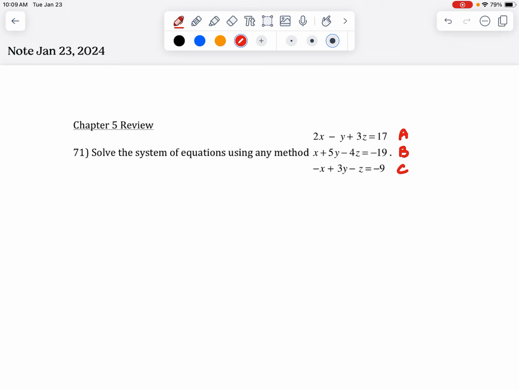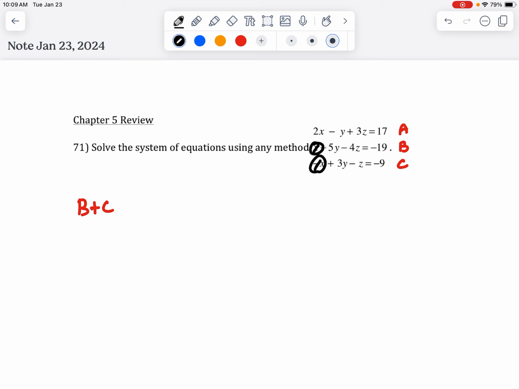So what I was saying is if you add equations B and C, then this x and this negative x are going to cancel each other out. Those will be gone. And then when you add the y values, 5 and 3 makes 8y, and negative 4z and negative 1z makes negative 5z. And on the right side, a negative 19 and a negative 9 equals negative 28. Okay, that wasn't so bad.